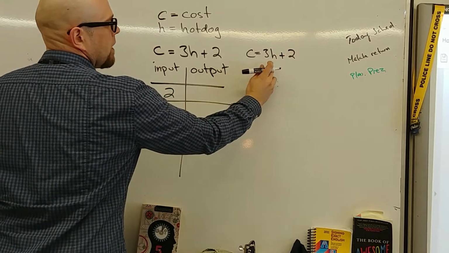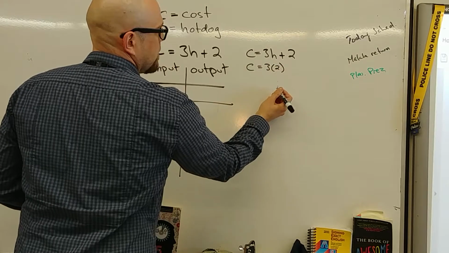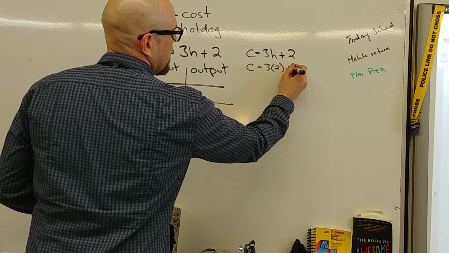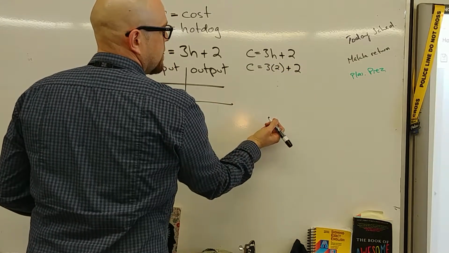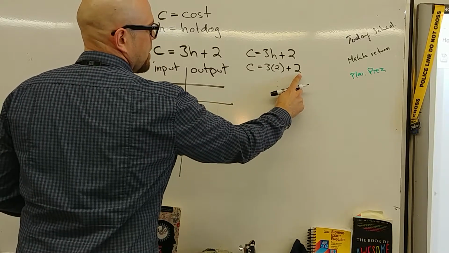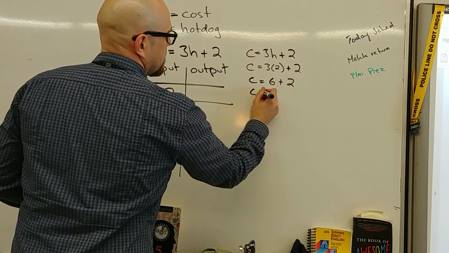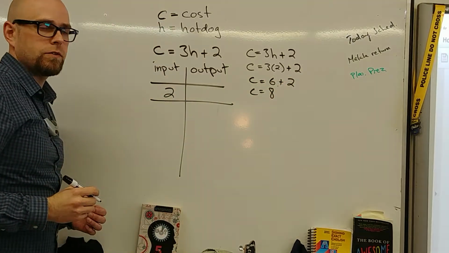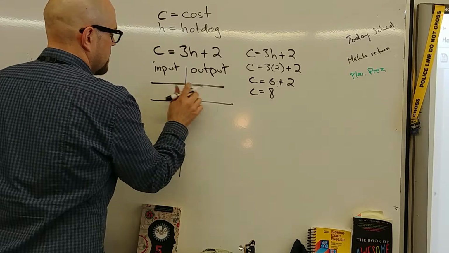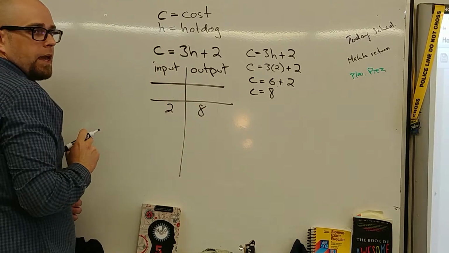I want 2 hot dogs. So it's $3 times 2, because there's 2 hot dogs. Each hot dog costs $3, plus the $2 for the drink. 2 hot dogs at $3 each, $2 for the drink. My meal should cost $8. So if I have 2 hot dogs, the output is it'll cost me $8.